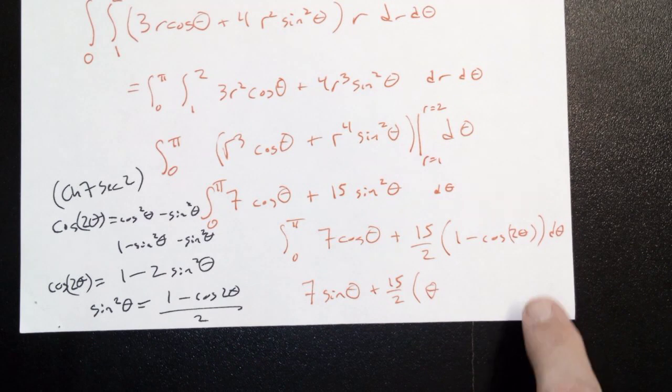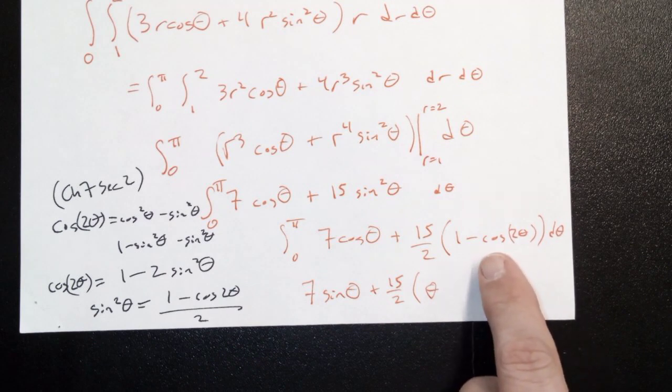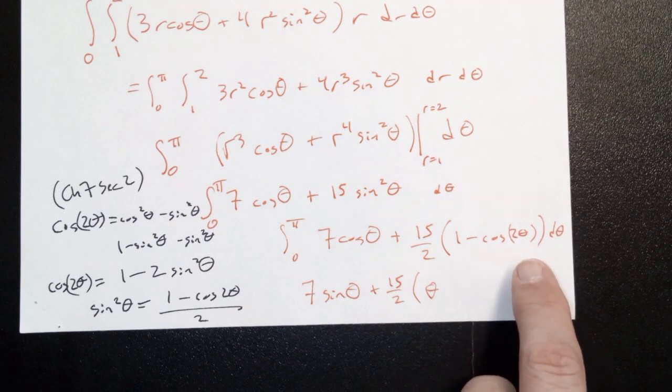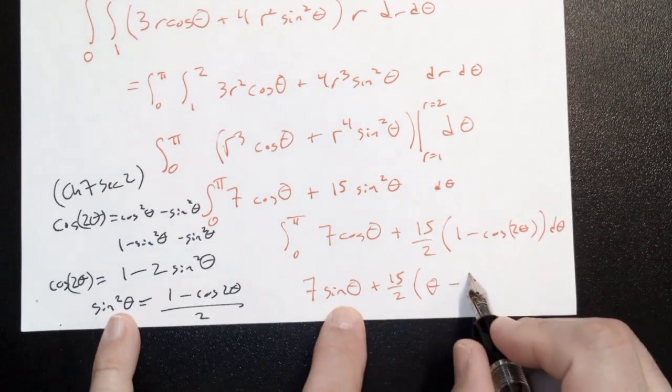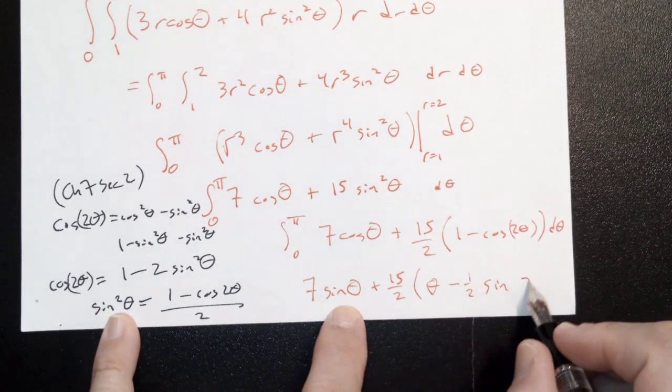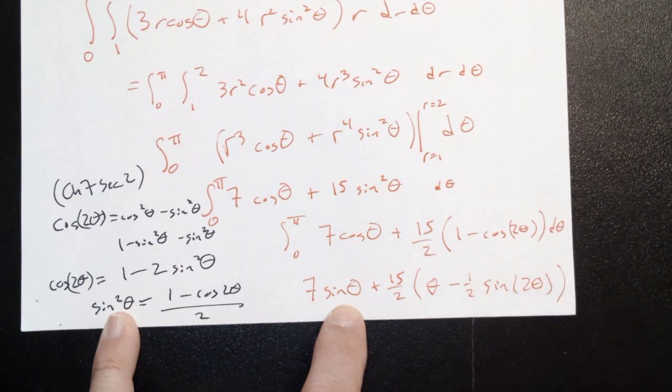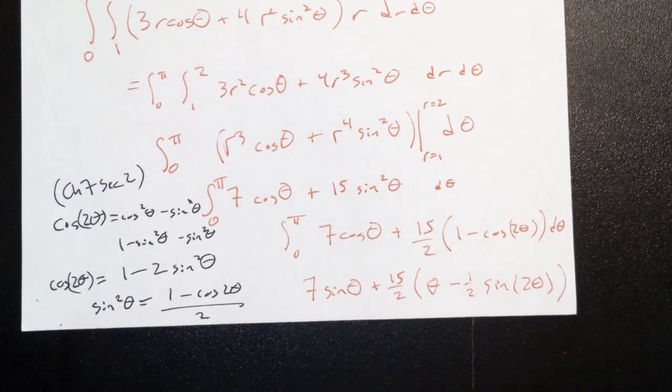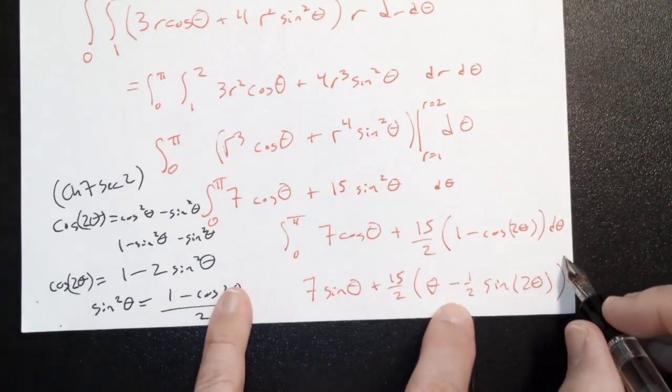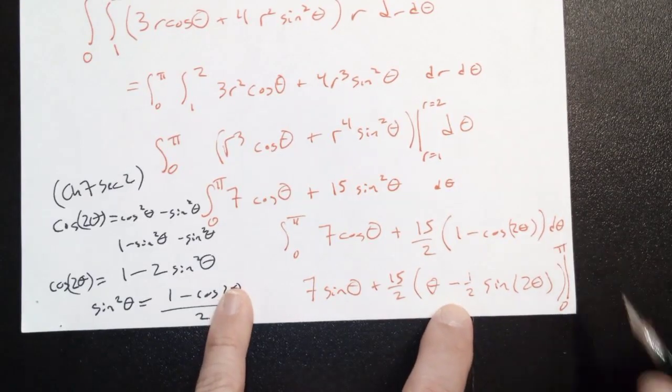Do I have a 2 outside this to make it 2 d theta? There's no 2 on the outside of this cosine, right? So I'm going to get a 1/2. Oh, and at the end, that's all evaluated from 0 to pi.